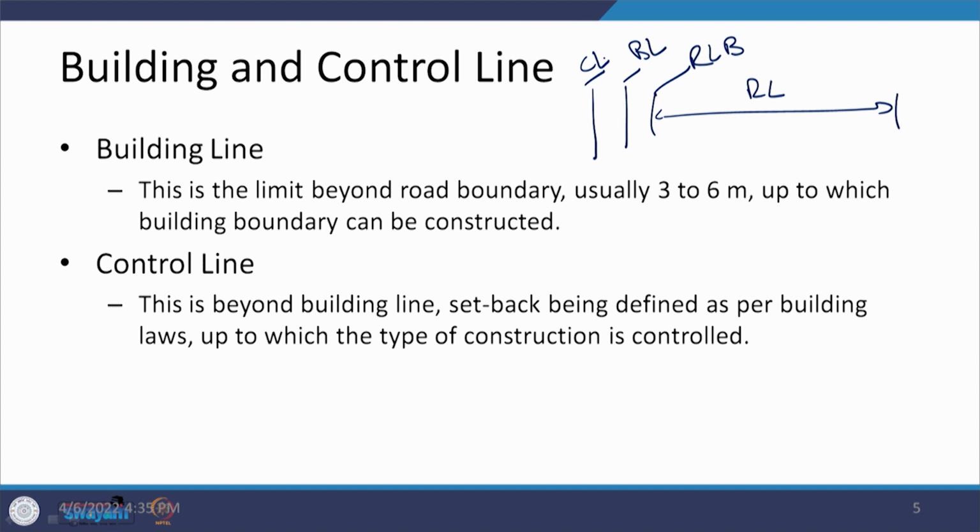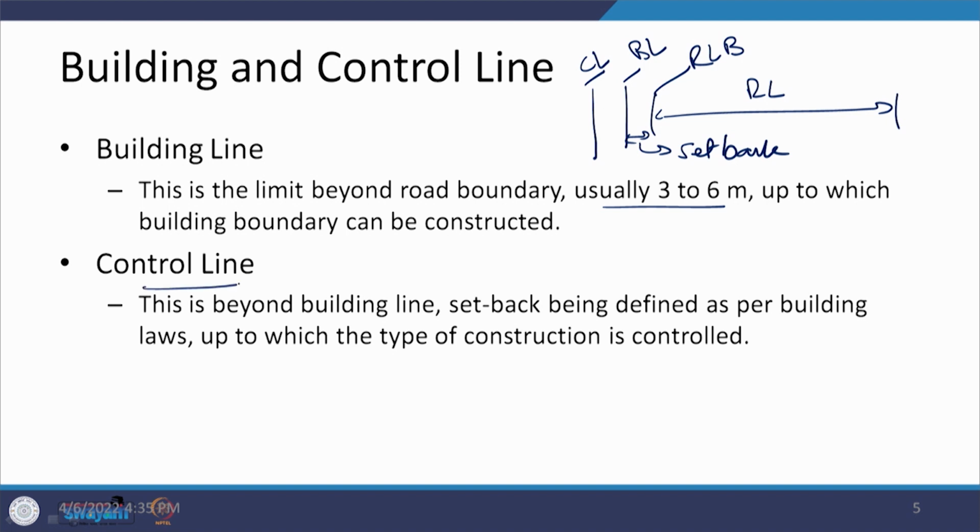Now, when you are talking about this building line, this is a limit which is usually 3 to 6 meters, and that is what we can say, as I talked about in the previous interaction, as setback. So, we may be having this setback of 3 to 6 meters away from the road land boundary, at which the building line will be there. It means no construction is there up to this, but the line of building is going to be there at this point, but the type of construction is still controlled.